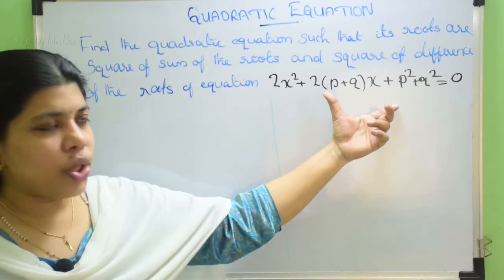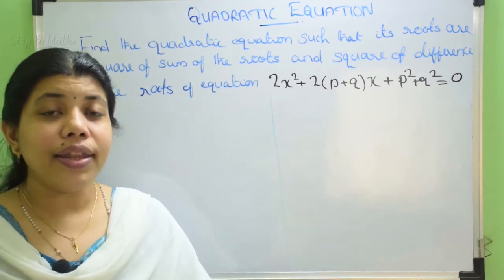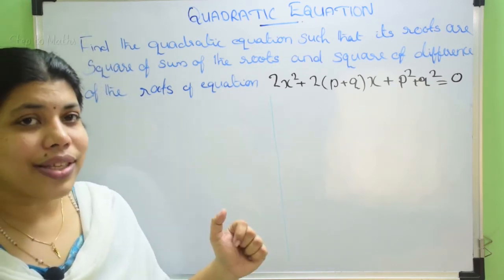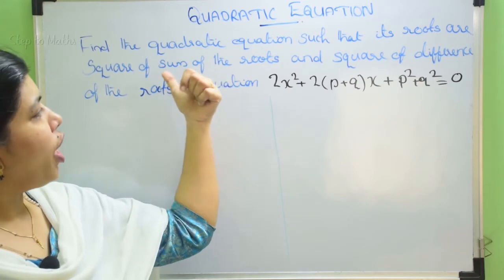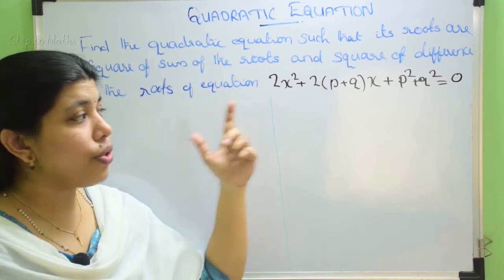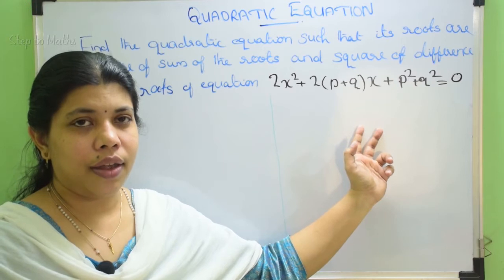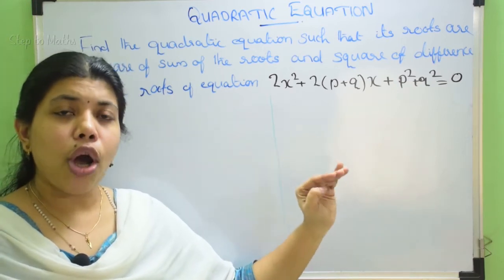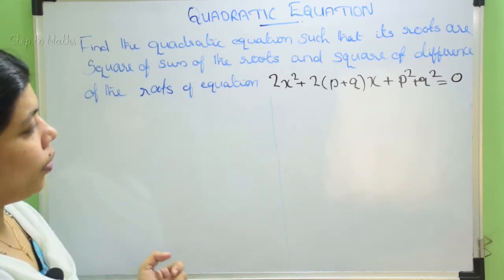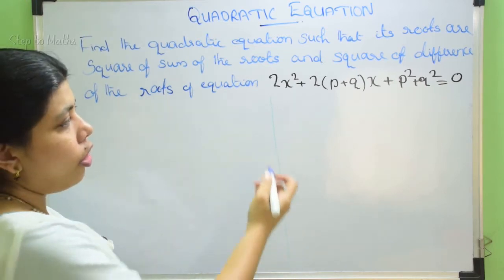One quadratic equation is given and we have to find another quadratic equation whose roots are the square of the sum of the roots and the square of the difference of the roots of this given quadratic equation. We have to form another quadratic equation. How can we solve this problem?